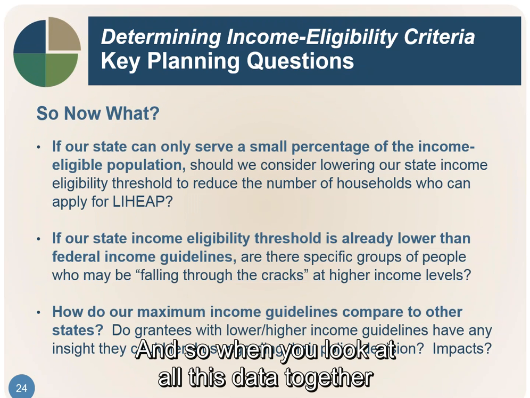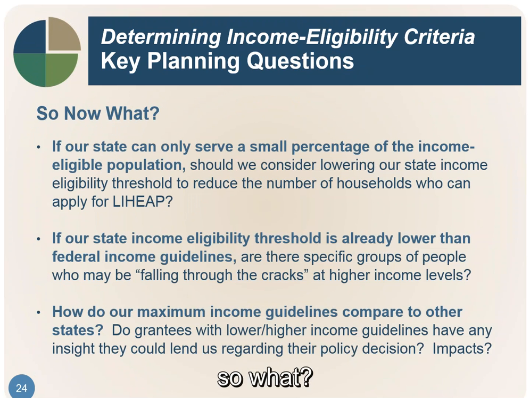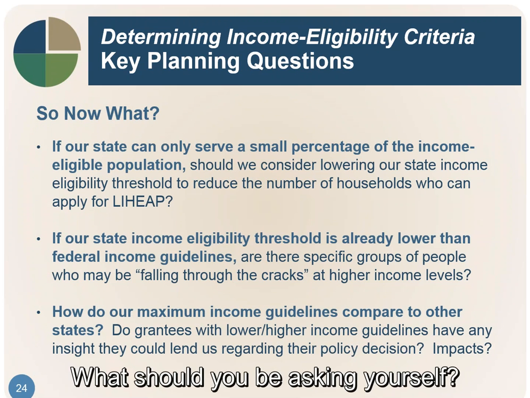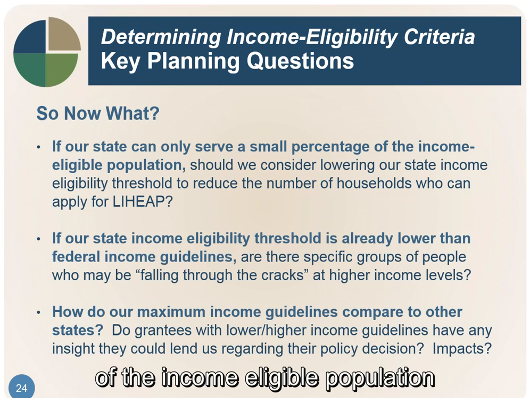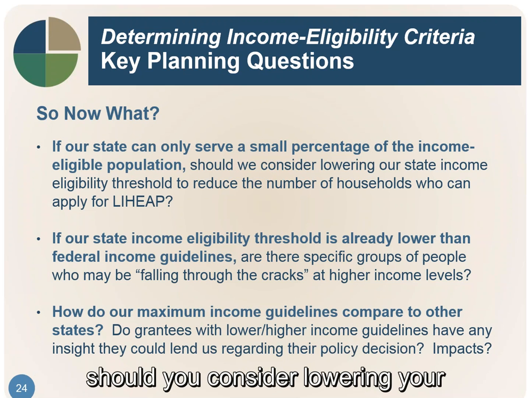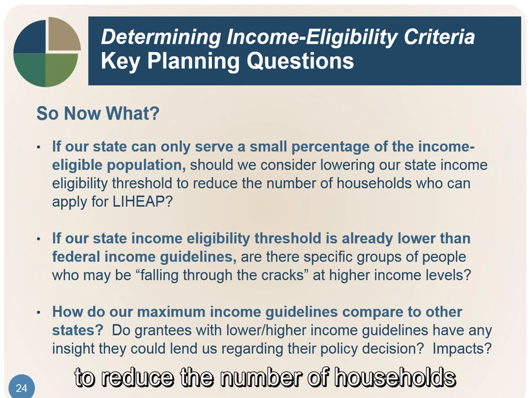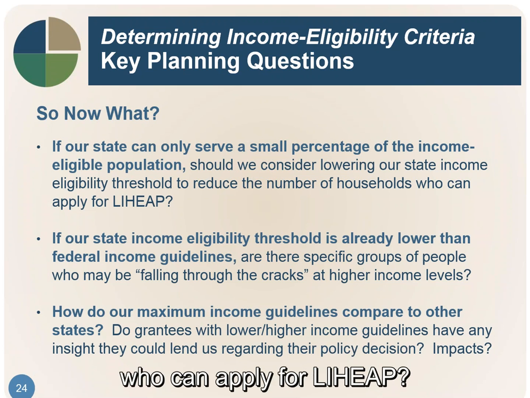And so when you look at all this data together, so what? What should you be asking yourself? The first question is, if your state can only serve a small percentage of the income eligible population, should you consider lowering your state income eligibility threshold to reduce the number of households who can apply for LIHEAP?